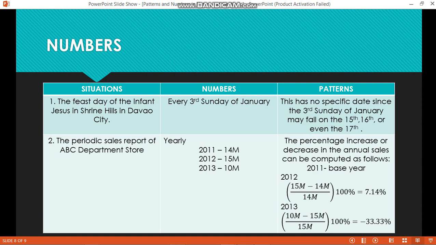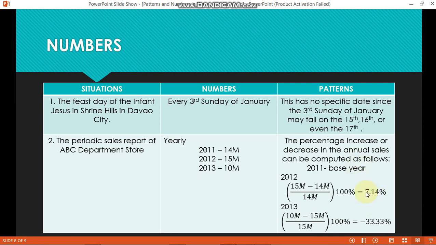So, for 2012, to compute for the percentage, you do this. We are solving for 2012. So, the 2012 sales minus the 2011 sales divided by the previous sale, that is 14 million, times 100%. So, the percentage is now 7.14%. That means in the year 2012, there is an increase of 7.14% in the income, in the sales, of the ABC store.